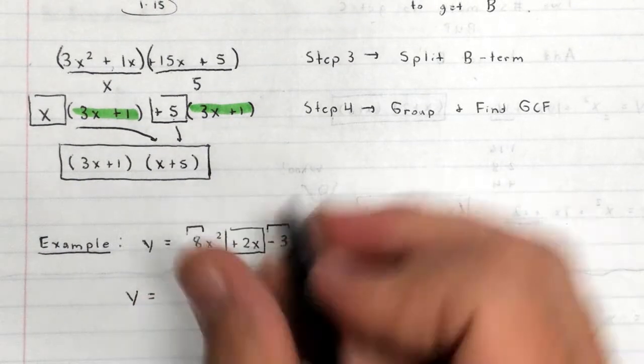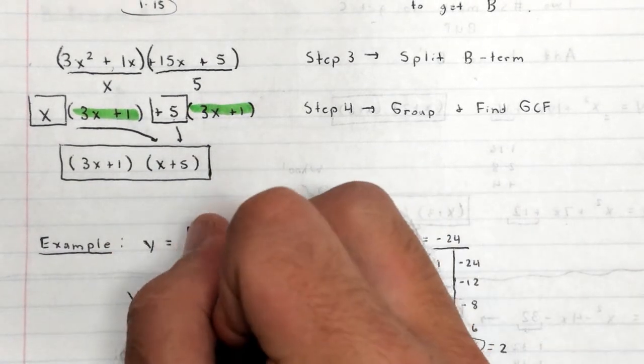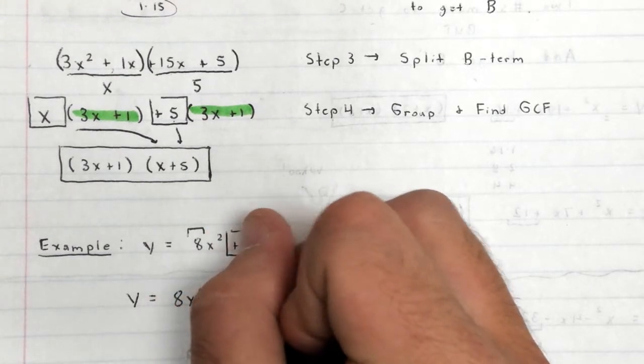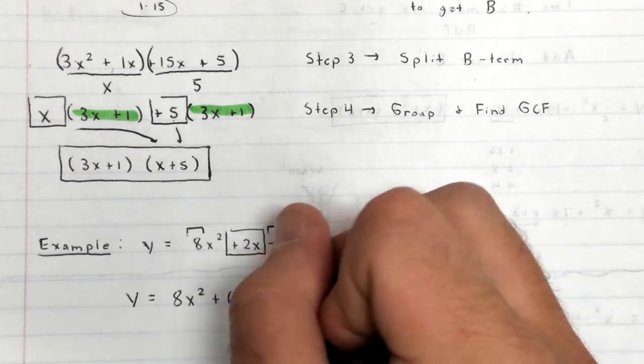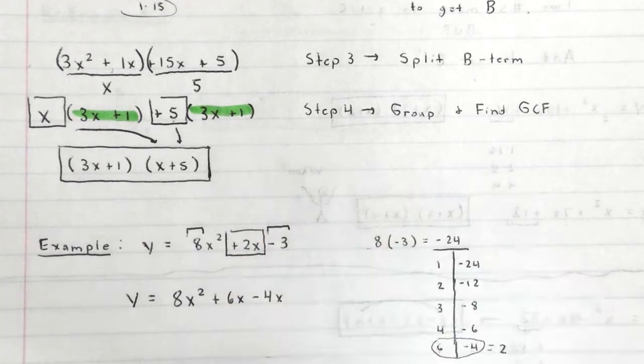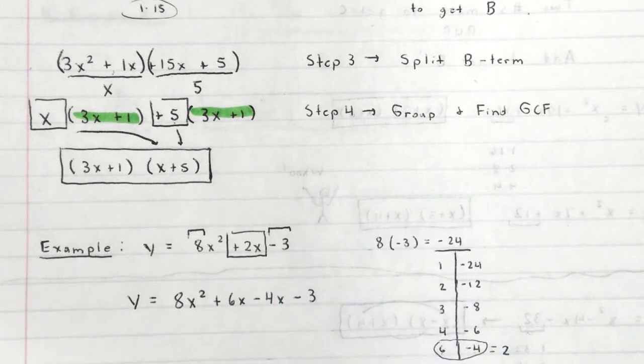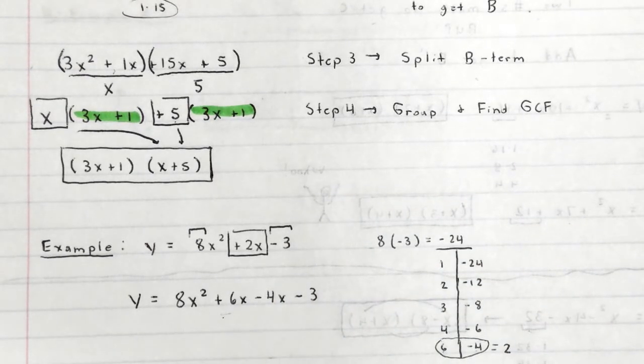Y is equal to, I'm going to split it, so it becomes 8x squared, split it into a plus 6x and a minus 4x and a minus 3. It does not matter which one you put first. I could have put minus 4x plus 6x. I could have flipped them around. Totally fine. I just have to make sure that the negative is with the 4, because 6 minus 4 will give me a positive 2. Oh no, the bell's going to ring soon.